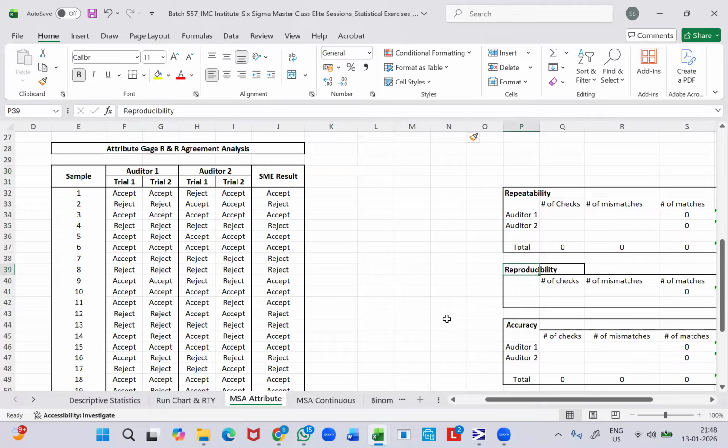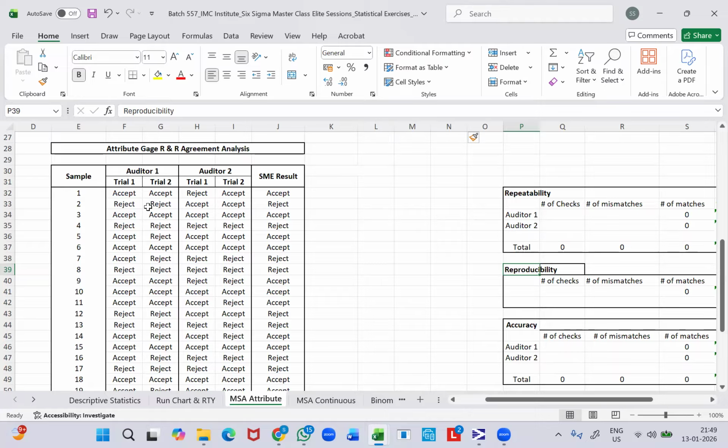So what is reproducibility? Reproducibility is nothing but the consistency of results provided by multiple auditors for a particular sample. So auditor 1 and auditor 2 should have given the same result for a particular sample for them to score on reproducibility. In case of repeatability, we are looking at the consistency of the results provided by an auditor for multiple trials, right? But for reproducibility, we are going to compare the results provided by multiple auditors for a particular sample.